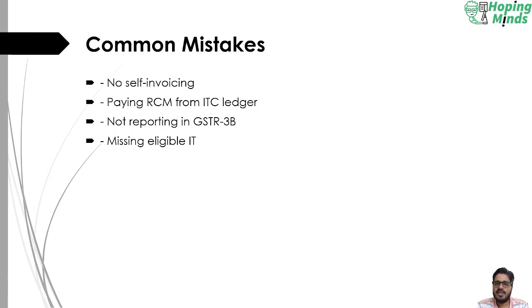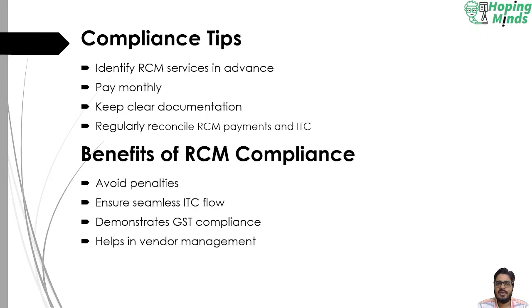Then missing eligible ITC. Again, if GST is not paid under the RCM, input will be missed. Also, it will lead to a non-compliance. So the compliance tips: identify RCM services in advance. Better to keep a list of all the goods and services notified by the government which fall under the reverse charge mechanism. Then pay the GST under RCM monthly. Do not defer it. Then keep clear documentation like payment vouchers and the challans.